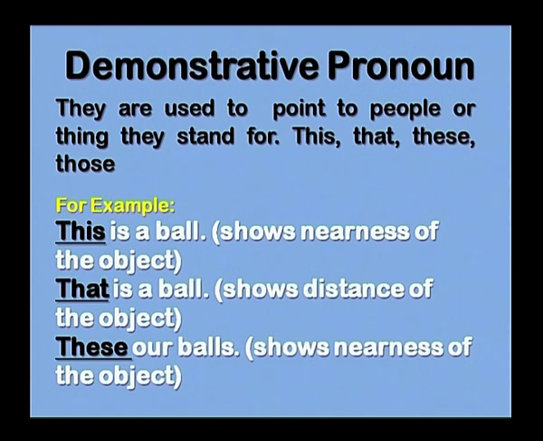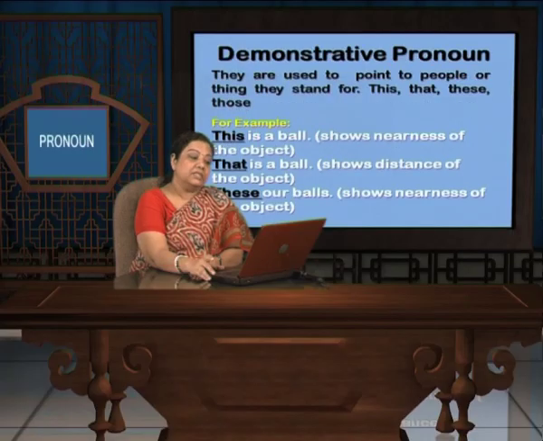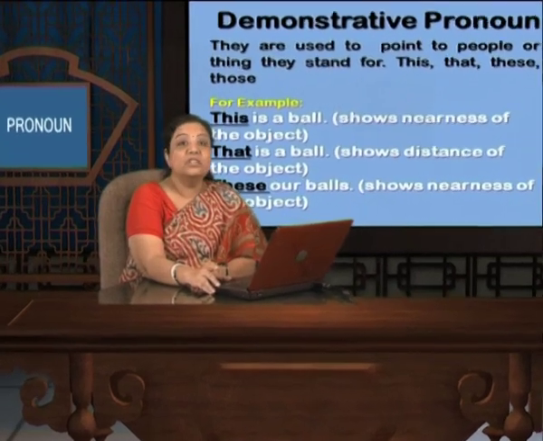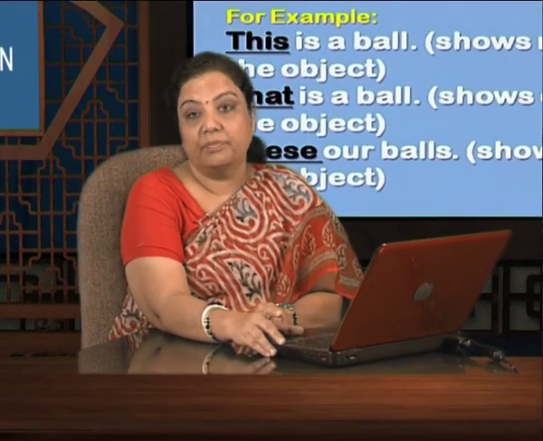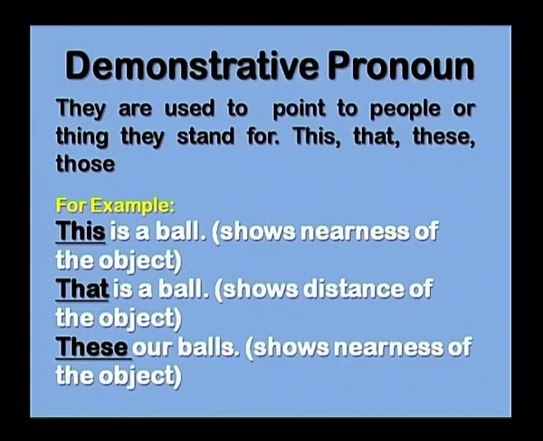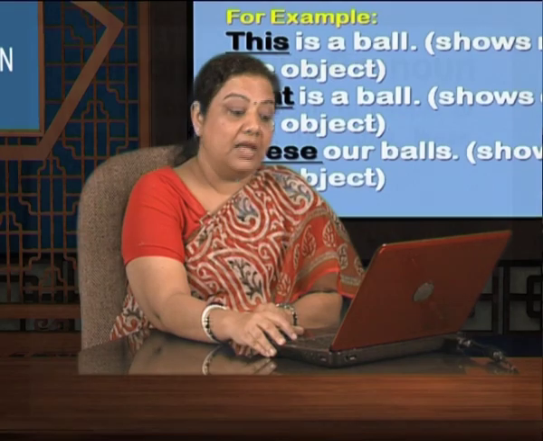The demonstrative pronouns, as the word suggests, they are used to point to people or things they stand for. You demonstrate something: this, that, these, those. Let's take a look at these examples. This is a ball, that is a ball, these are balls. Now, what is happening here? This is a ball. This shows the nearness of this object. When I say that is a ball, it shows the distance of the object. These are balls shows nearness of the object, but they are plurals.